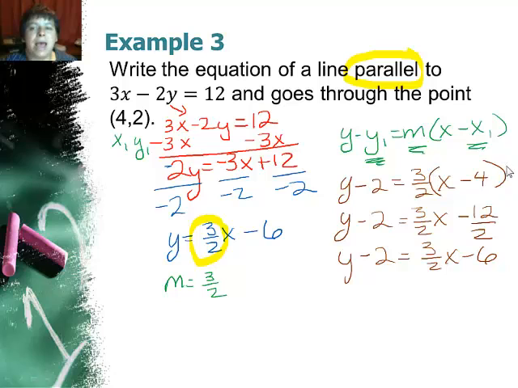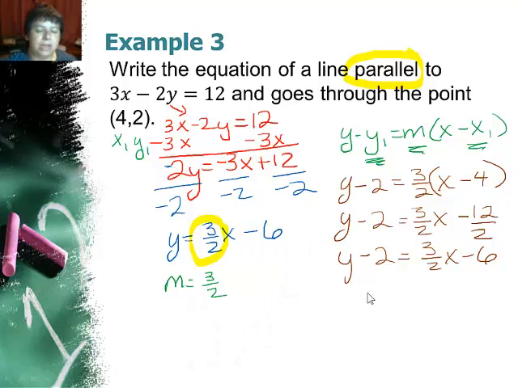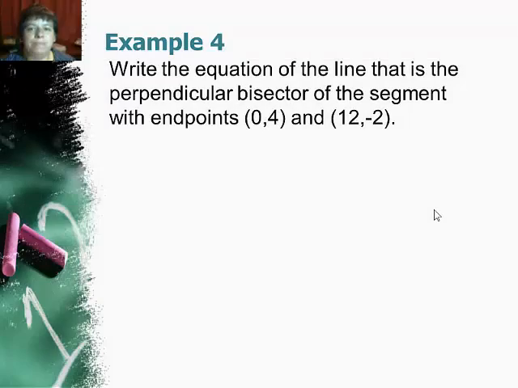Distribute the 3/2 into the parentheses. So I have 3/2 x minus 12/2. If you're not quite sure how I got that, all I did is I did 3/2 times 4/1, and that will give you the 12/2. Then 12/2 is just 6, so y minus 2 equals 3/2 x minus 6. I can add 2 to both sides to get my final answer, y equals 3/2 x minus 4.